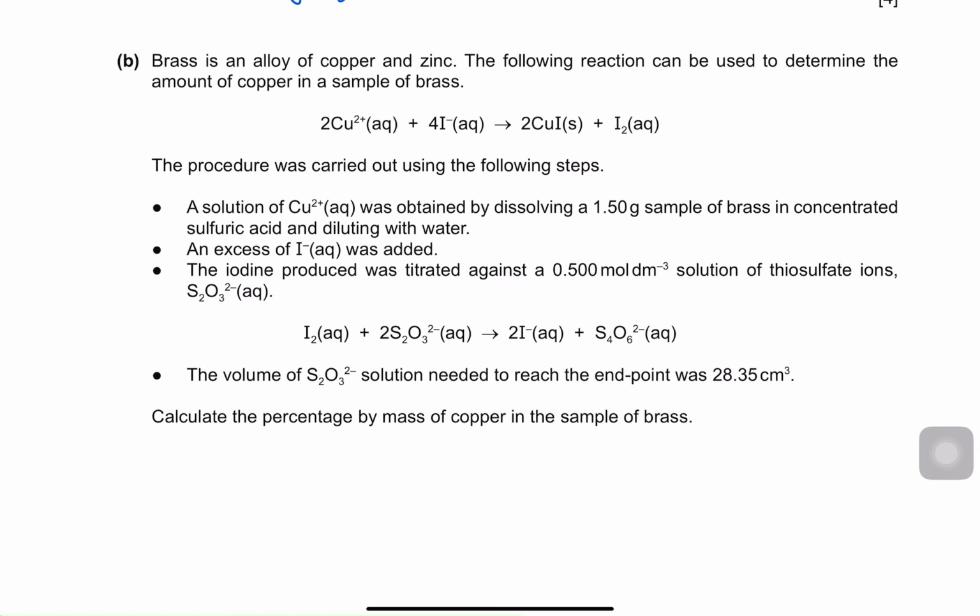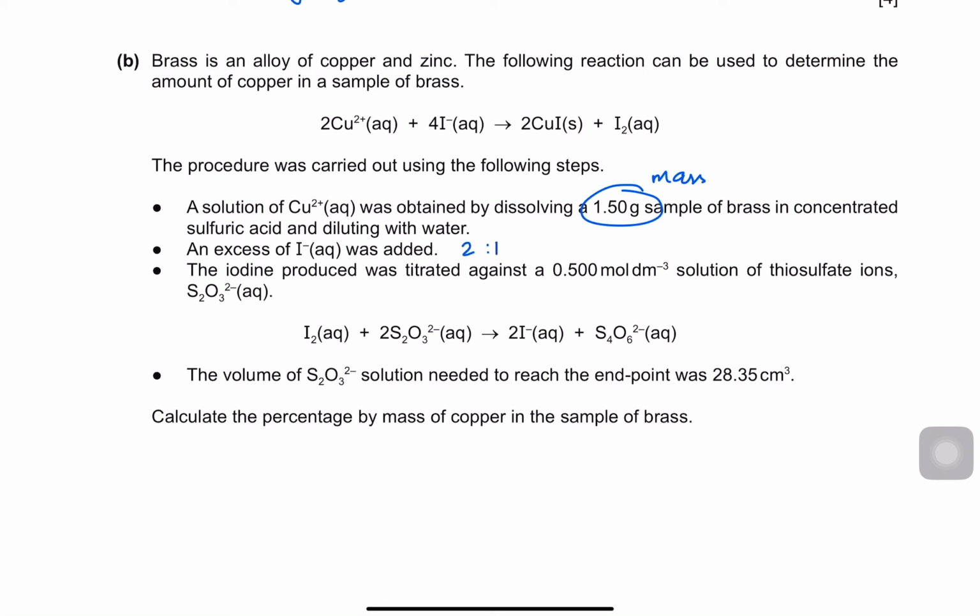Brass is an alloy of copper and zinc. The following reaction can be used to determine the amount of copper in a sample of brass. The procedure was carried out using the following steps. A solution of copper 2 ions was obtained by dissolving 1.50 gram of brass in concentrated sulfuric acid. This is the mass. An excess of iodide ions was added. The iodine produced, it means all the copper ions made iodine with a 2:1 ratio.